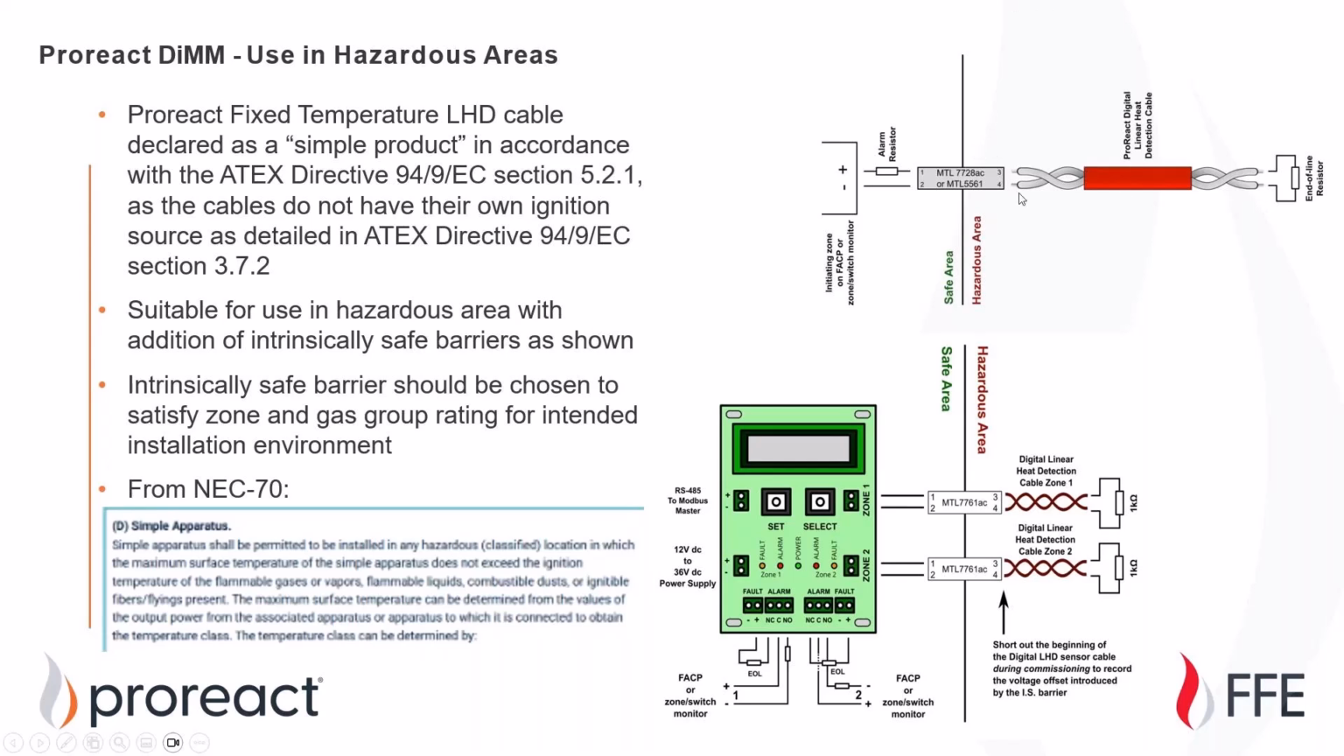Intrinsically safe barriers and glands are typically recommended. It depends on the class and the division of your specific hazardous area. This shows the controller, which we'll go into more detail about, which can also be used as long as it's just the cable that is in the hazardous area, along with end-of-line junction boxes, intrinsically safe barriers, and glands.